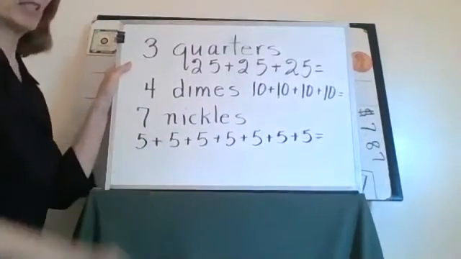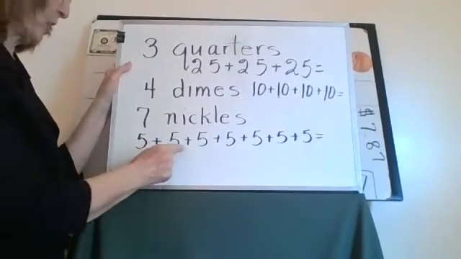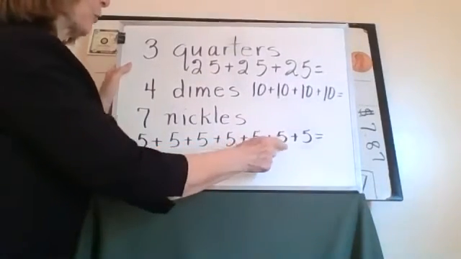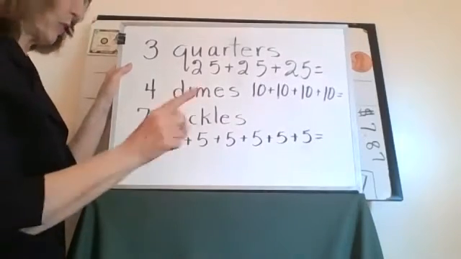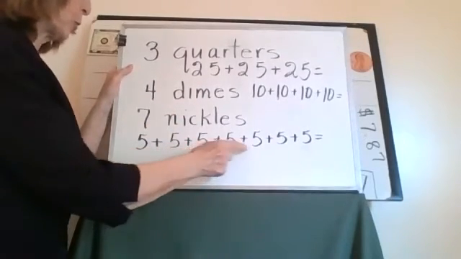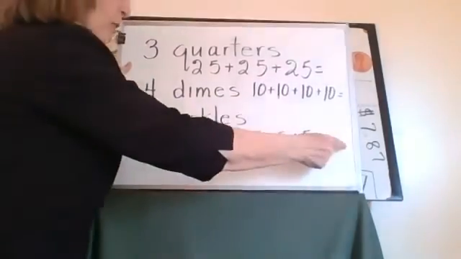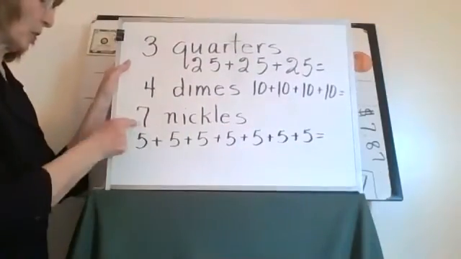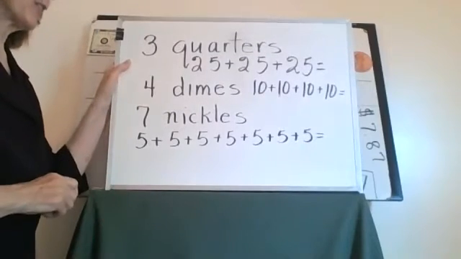We have 7 nickels. So I did 7 nickels. 5, 10, 15, 20, 25, 30, 35. Make sure I have 7. 1, 2, 3, 4, 5, 6, 7. Yep, I did. So the answer is 35. 7 nickels equals 35 cents.